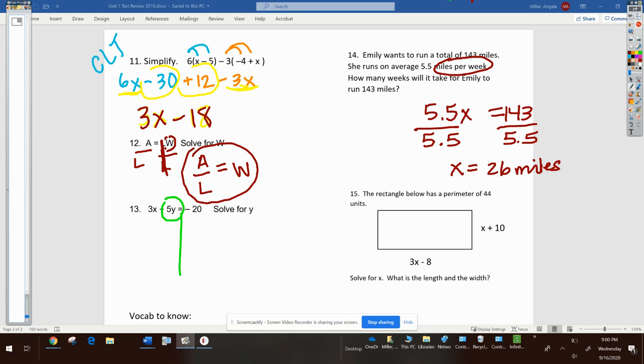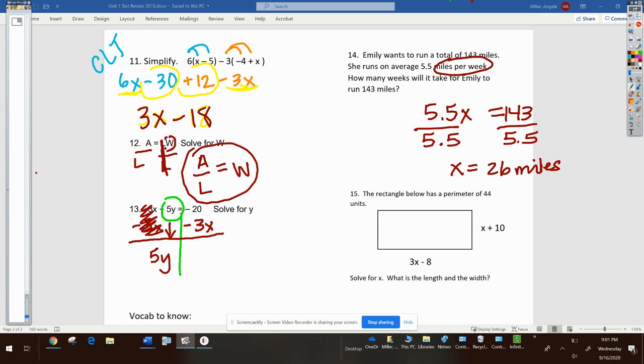So to get y by itself, I have 3x plus 5y. What is the opposite of addition? Well, it is subtraction. So I'm going to subtract 3x from both sides. So my 3x's are going to go away, and I'm going to bring down my 5y.